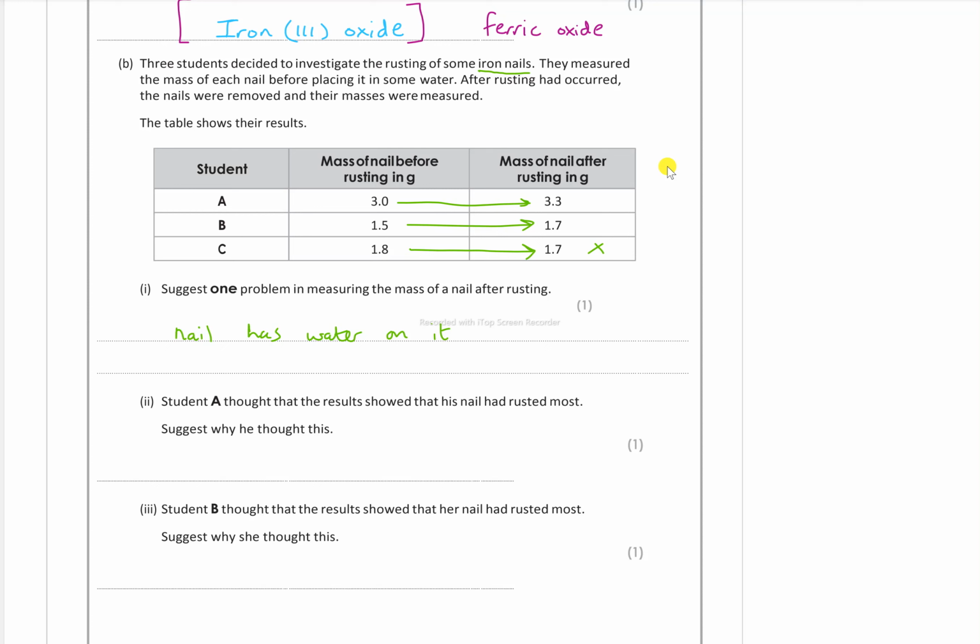Student A thought that the result showed that his nail had rusted the most. Student A, right, yeah, because this has only gone up plus 0.2, that's gone up plus 0.3. And this has actually gone down 1. And it increased in mass the largest amount.